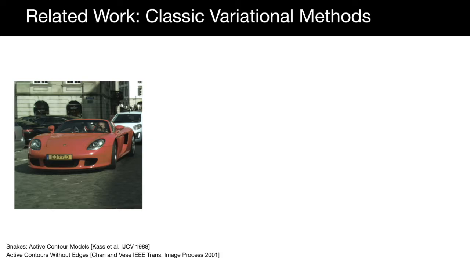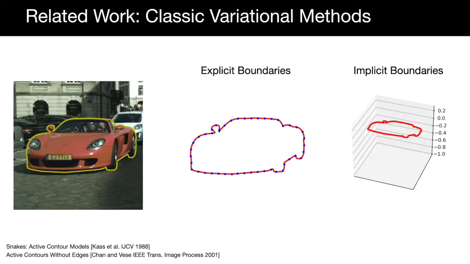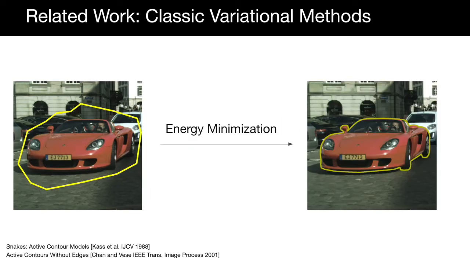Before the success of deep learning in this task, variational methods were one popular approach for segmentation. For example, suppose we want to segment this car. A variational method formulates the problem as estimating the boundaries of the object. The boundary could either be formulated explicitly as a polygon or implicitly as the zero level set of a higher dimensional embedding function. Now, given an either explicit or implicit boundary parameterization, an initial contour is deformed through an energy minimization scheme so that at convergence it captures the boundaries of the object.